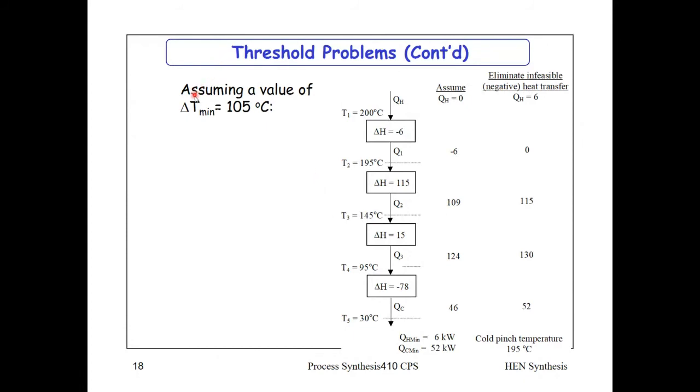Right, now we say, let's assume a value of 105 degrees C as delta T min. If delta T min equals 105 degrees C, then we get this sort of enthalpy cascade. That's 300 becomes 200, right? It should be 205 or 195 or something. Yeah, that should have been 195. Oh, there's the 195. So that's the cold stream temperature.